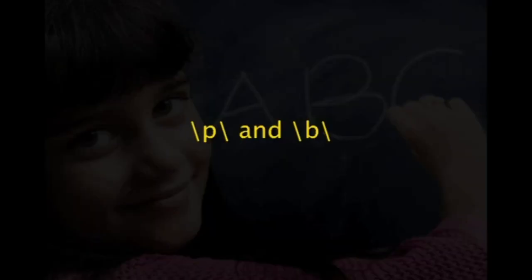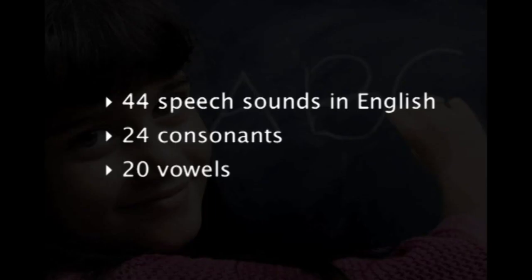There are some sounds which are not exclusive to one language. For example, sounds like p and b. These are the two sounds which are bilabial. They are produced in the same way and they are used for the same function in both the Hindi and English languages. There are 44 speech sounds in English, and of them 24 are consonants and 20 are vowels. We will study these vowels and consonants in detail in the later part of this session.